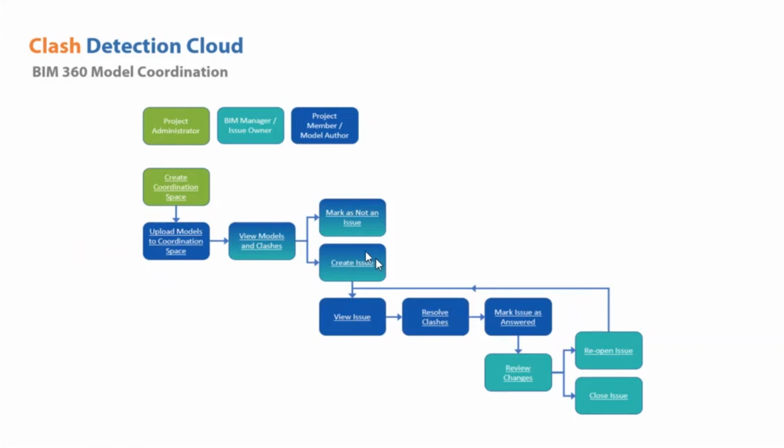Once the issue has been resolved, the project team members can mark the issue as answered, and there will be a review of the changes. If the clash is resolved, they can close the issue; if not, the BIM manager can reopen it again, until the entire process is completed and the issue is resolved.